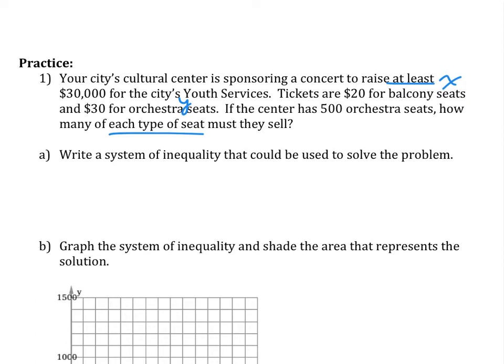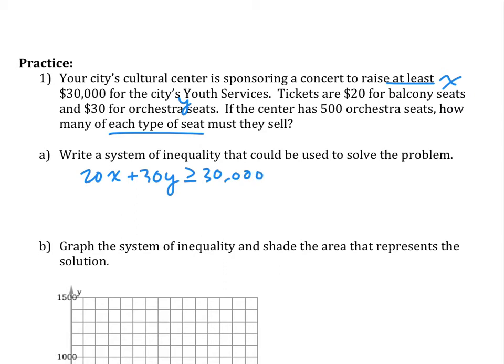So we're going to create a system of inequality to represent the information that they give us. First, it says that they have to raise at least $30,000. So that has to do with cost. So you have $20 for each balcony seat, and then you have $30 for each orchestra seat, and then you want to raise at least $30,000.